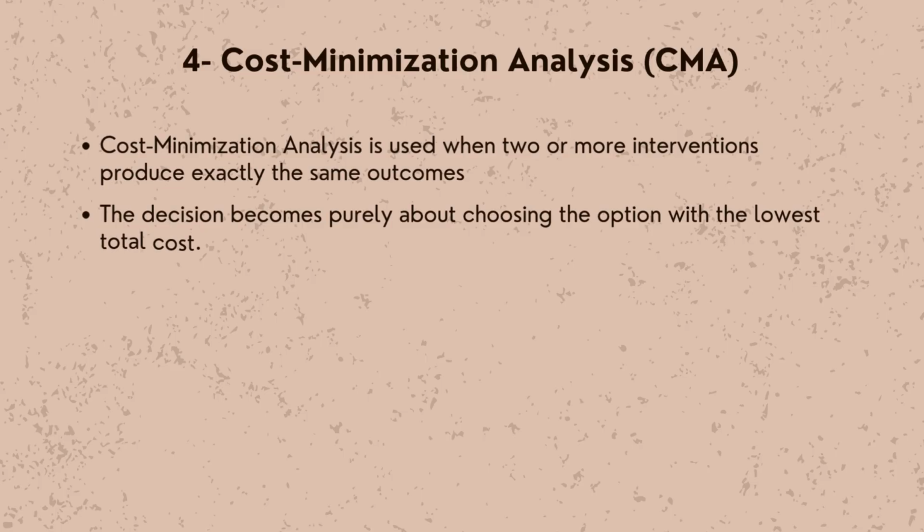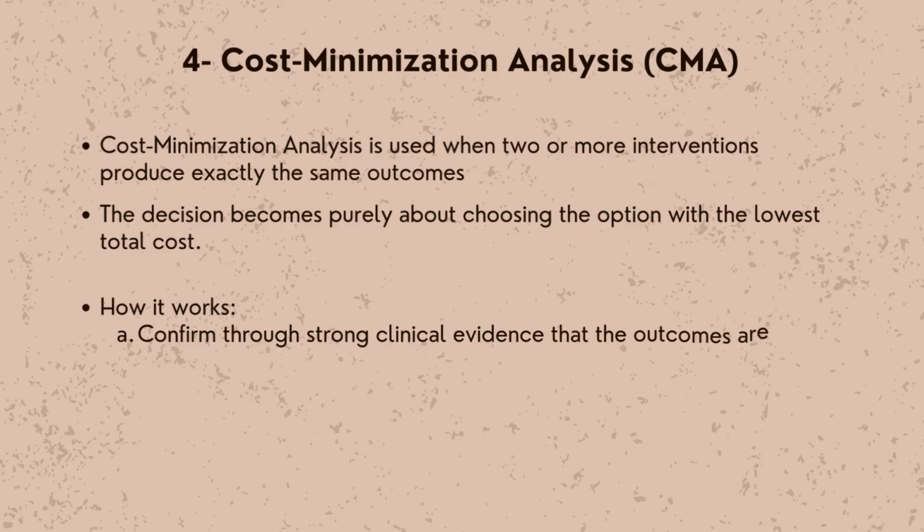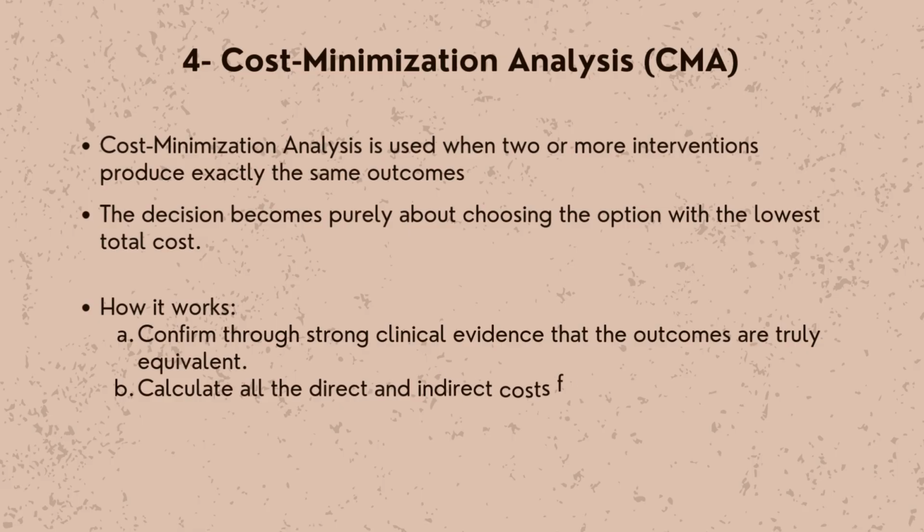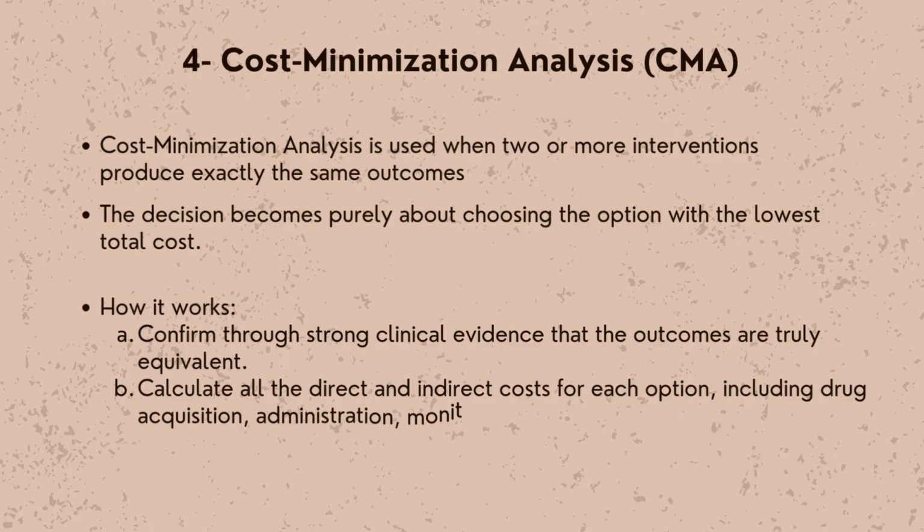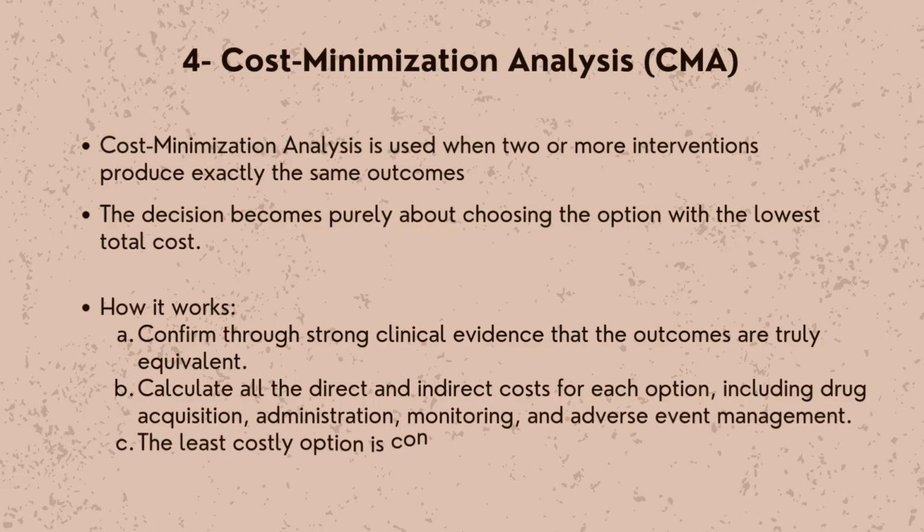Here's how it works. First, we confirm through strong clinical evidence, often head-to-head trials or meta-analyses, that the outcomes are truly equivalent. Then we calculate all the direct and indirect costs for each option, including drug acquisition, administration, monitoring, and adverse event management. The least costly option is considered the most efficient choice.